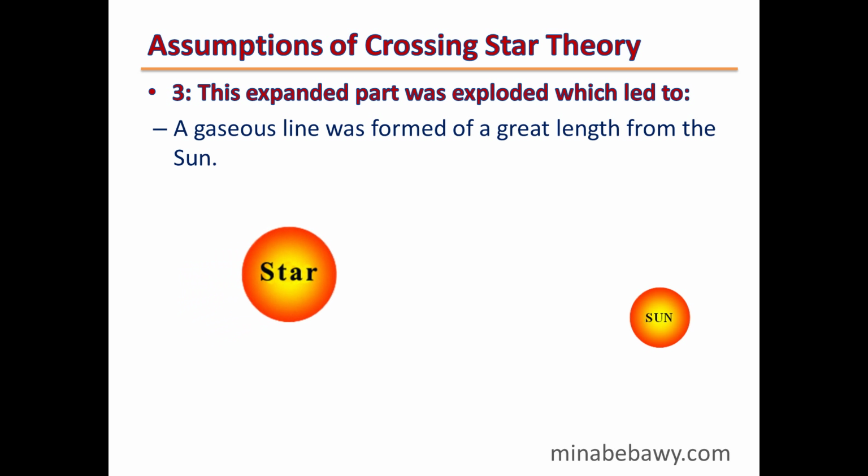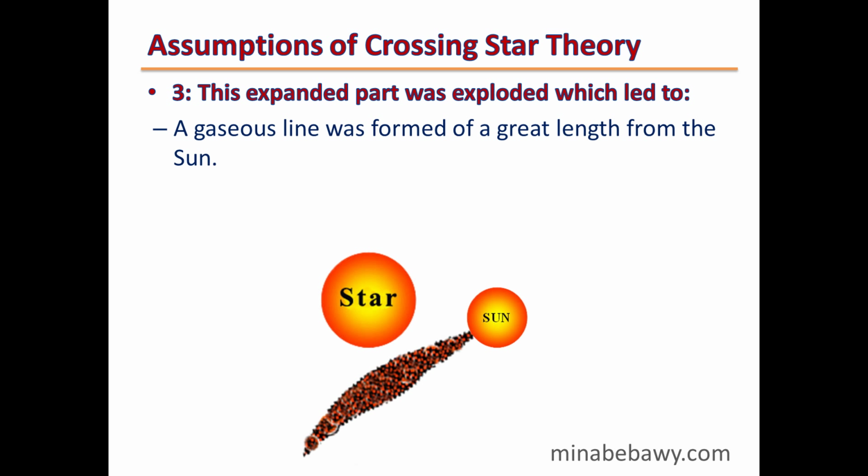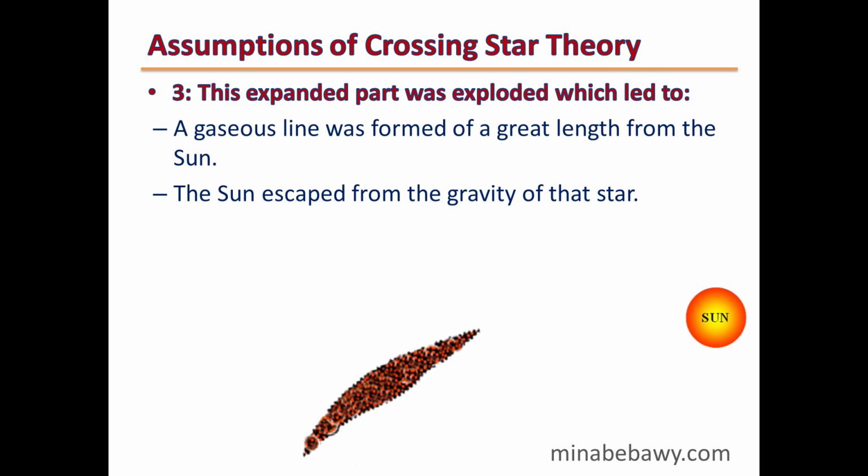This expanded part exploded, which led to a gaseous line being formed, of great length, from the sun. This is the gaseous line which was formed. The sun escaped from the gravity of the star due to the reaction of this explosion.